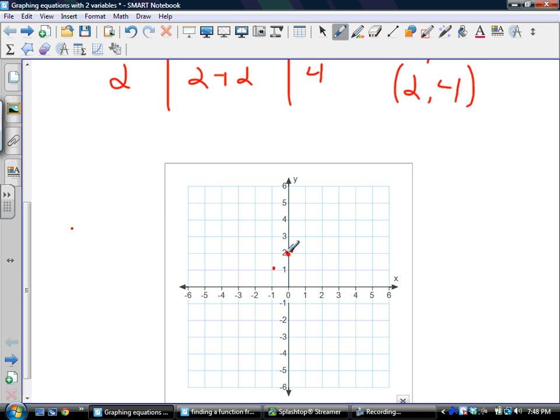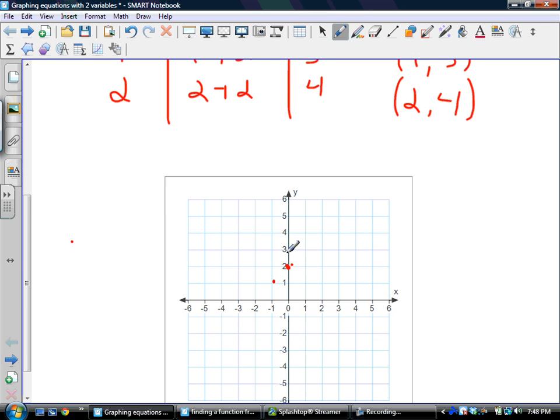The third point is (1, 3). So I go to the right 1 and up 3, and that's that point. And then the last point is (2, 4). So over 2, up 4, and there's that point. Those are my four points. Now all I do is connect them. And you'll notice when I connect these, it gives me a straight line.